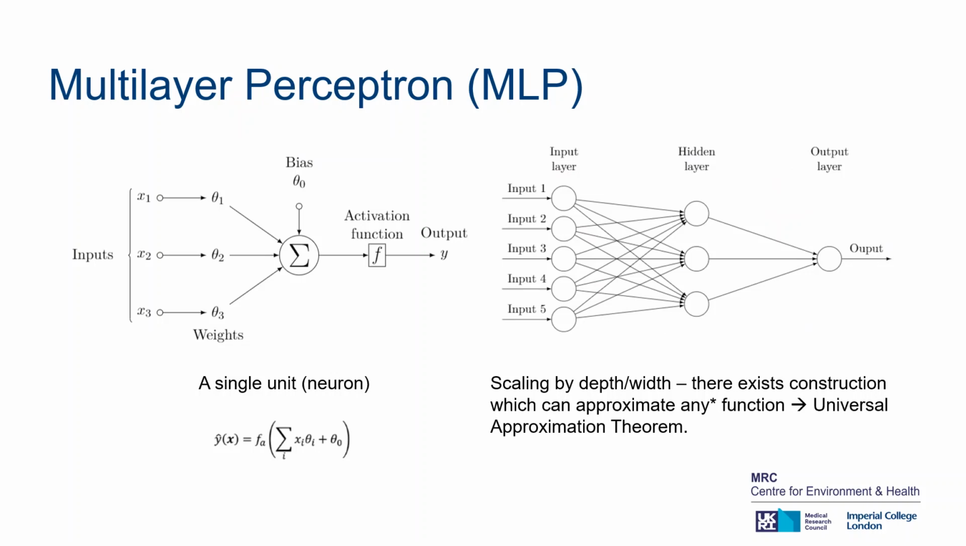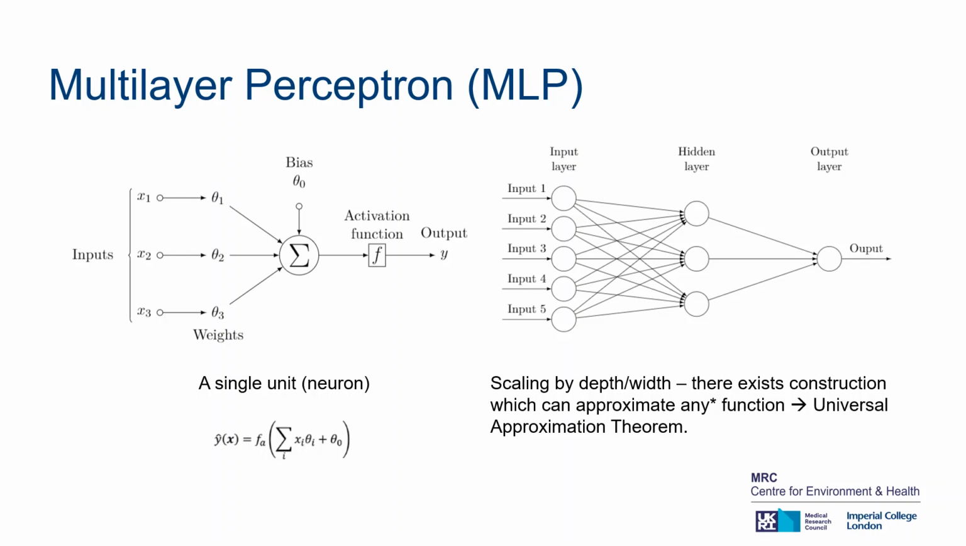So let us begin from the most basic building block of the neural network, the multi-layer perceptron, which has been around now for decades. The principle is inputs come in and are multiplied by weight parameters theta, after which they are summed and a non-linear activation function is applied. This is a single unit, the neuron.